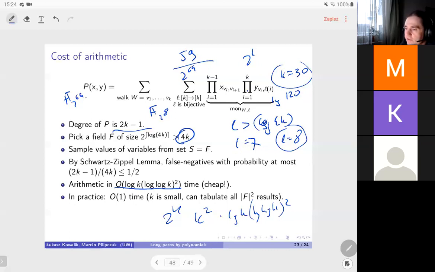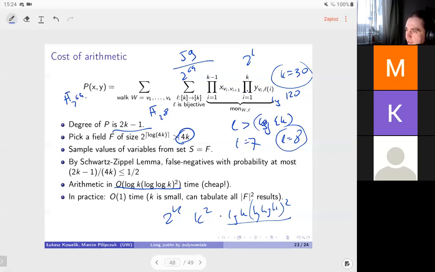What I'm just saying here is that this arithmetic from this field is actually really negligible. In theory, it is some polylog in k, and in practice, this is really some quick processor operations because you can use k equals k. I mean, you can use 2 to the 64 and have negligible error.